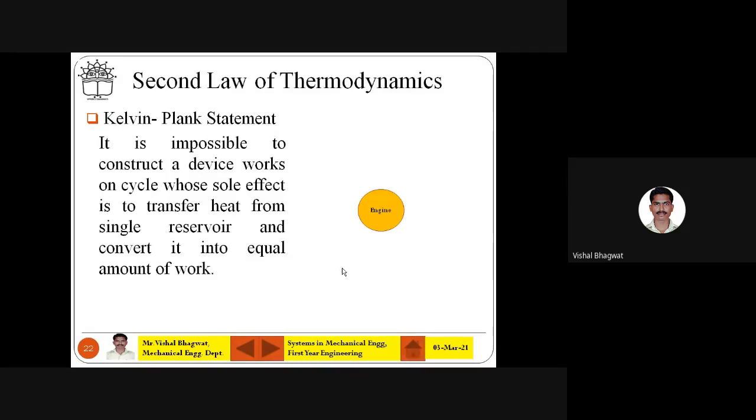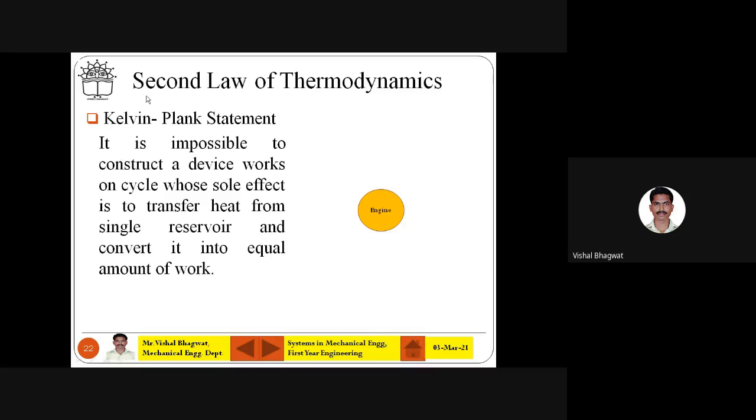Are you getting it, or is it too fast? Somebody please reply. No, sir. It's okay. Yes, sir. Fine. Actually, have you learned the second law of thermodynamics in your previous classes? Yes. Second law of thermodynamics. Yes. Okay. Kelvin-Planck statement. Fine. Very good. So then I can increase my speed a little bit.